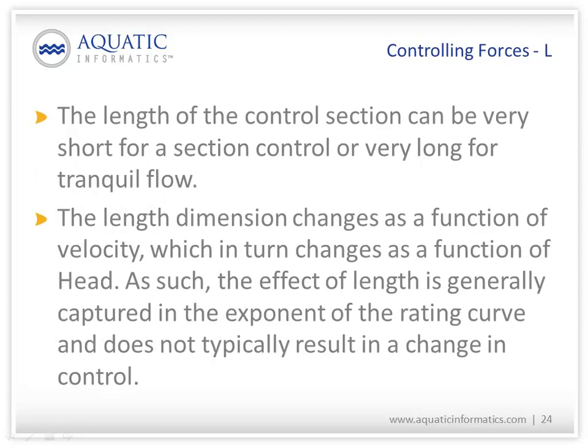We've referred to the length of the channel control in talking about each of the other factors in the head loss equation. The length of a control section can be very short if it's a section control, or very long if it's tranquil flow. This length dimension of the control feature changes as a function of velocity, which in turn changes as a function of head. So we've got this built-in relationship between stage and the length of the control. So this built-in relationship is going to be apparent in the exponent of the rating curve.